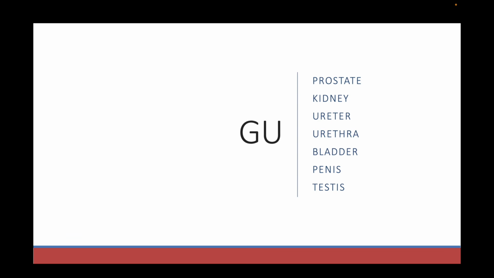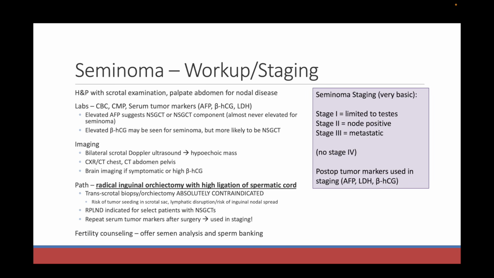Moving on to GU, we're going to start by talking about seminoma because this is less commonly seen, and then we'll talk about bladder, prostate, and kidney. So as far as workup and staging of seminoma, these patients should have a full history and physical, and we do a scrotal examination and we palpate the abdomen for nodal disease. You can also palpate the supraclavicular space to make sure they don't have mets.